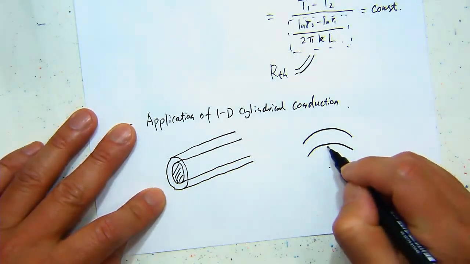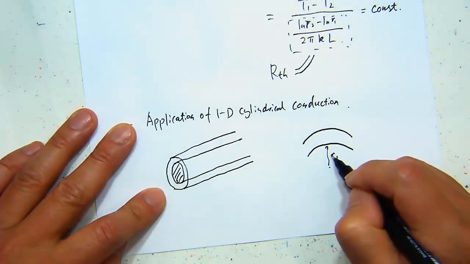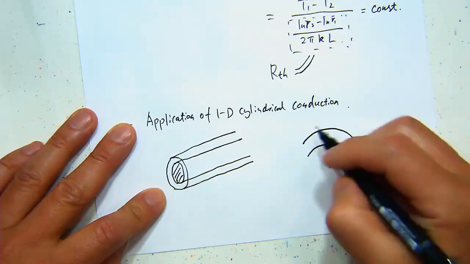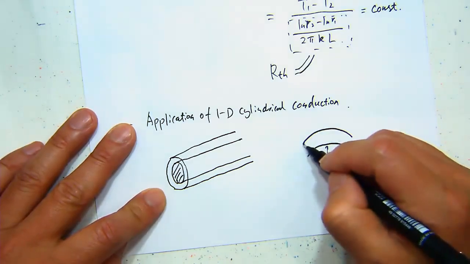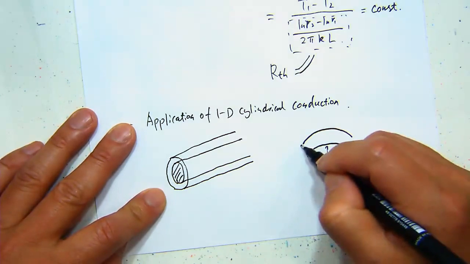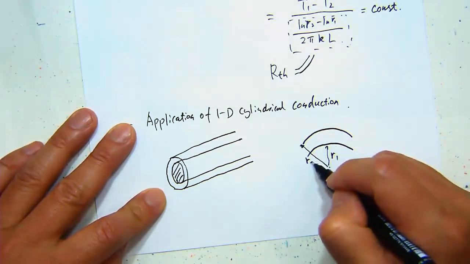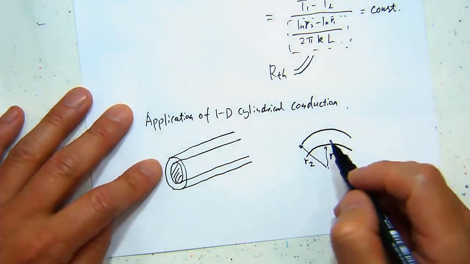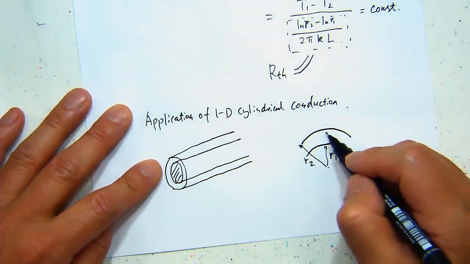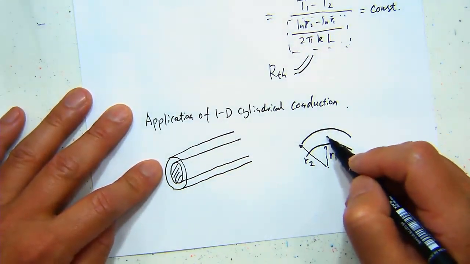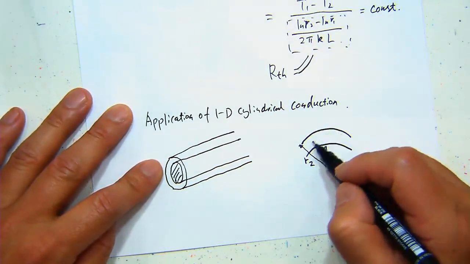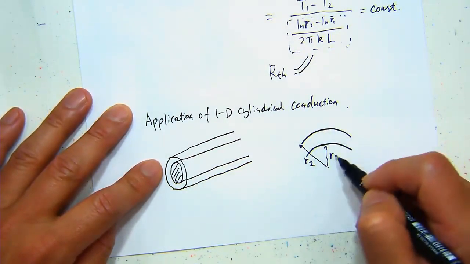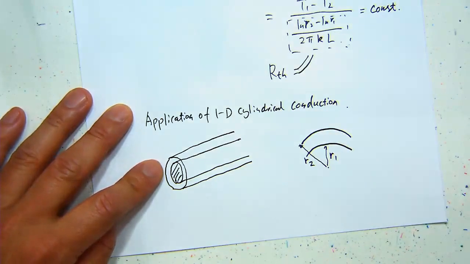So for example, if this is R1, where the source of the heat generation is, and this is R2, we derived how the temperature should distribute within this layer from R1 to R2. That's what we learned before.